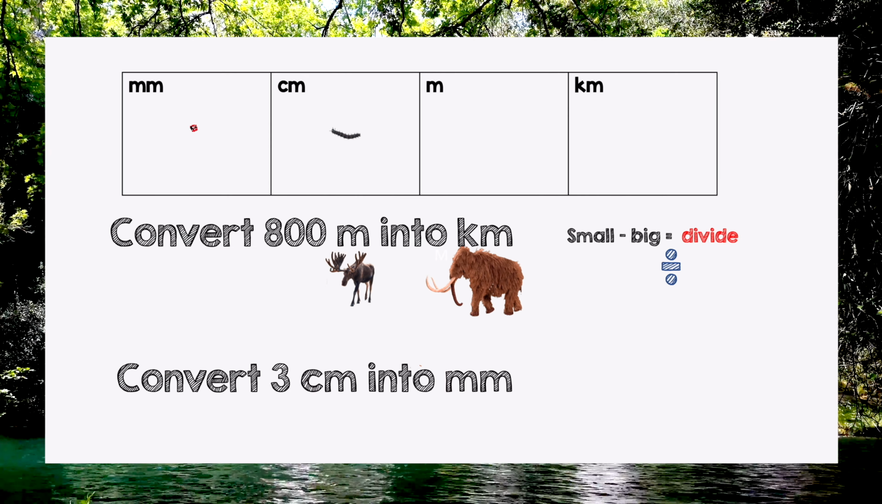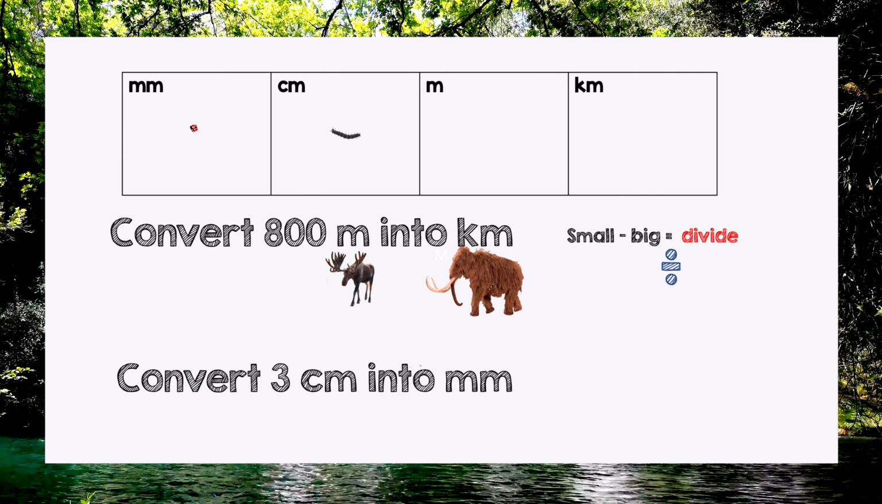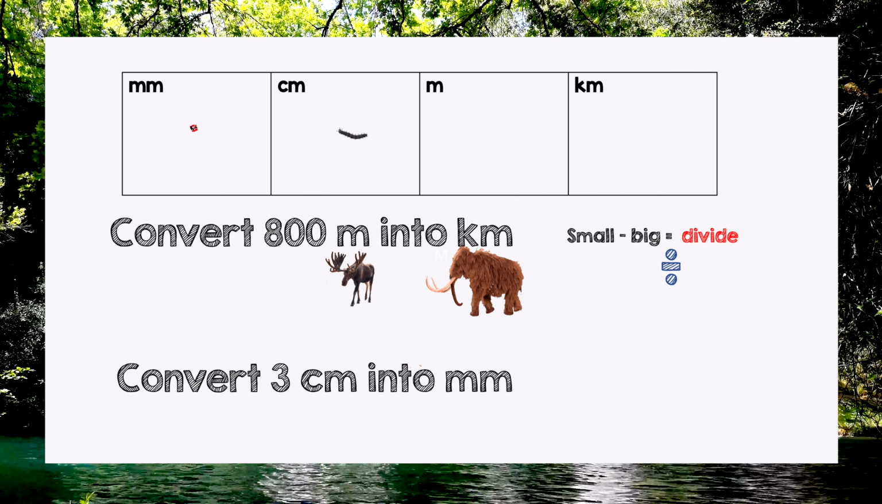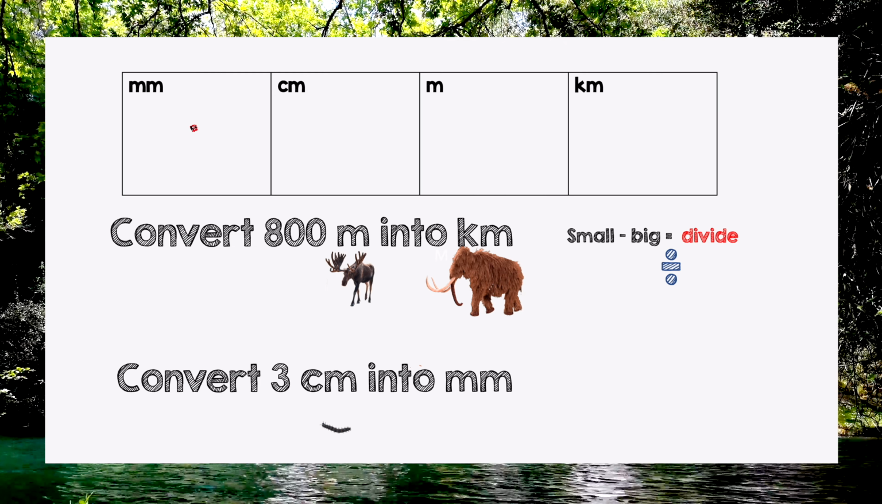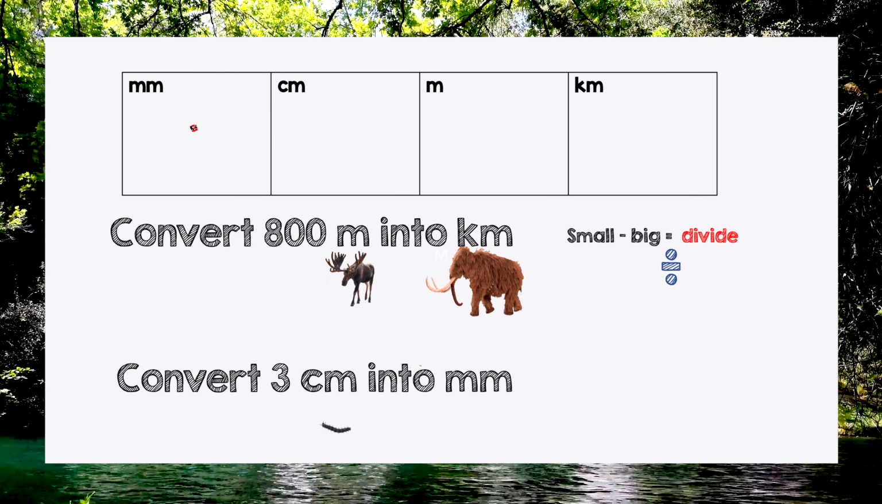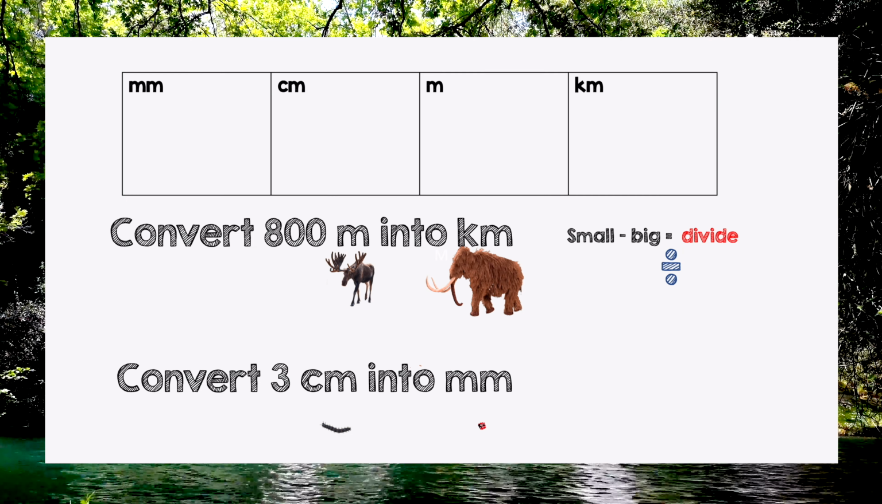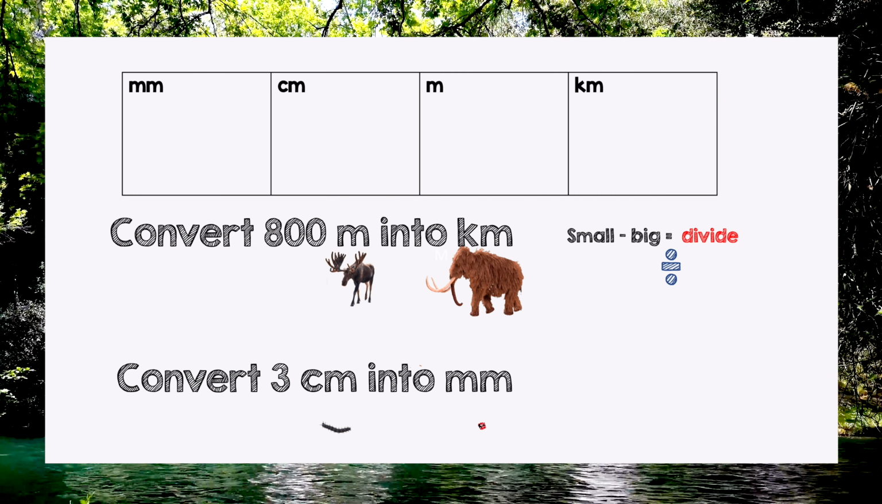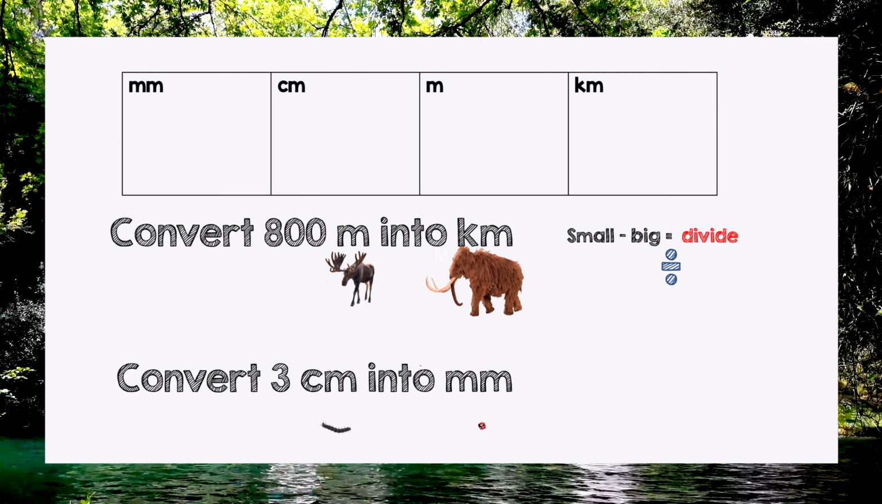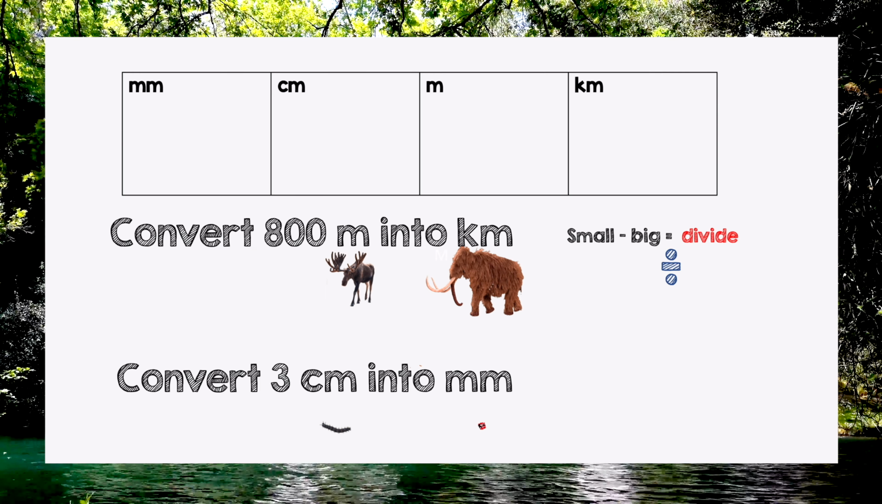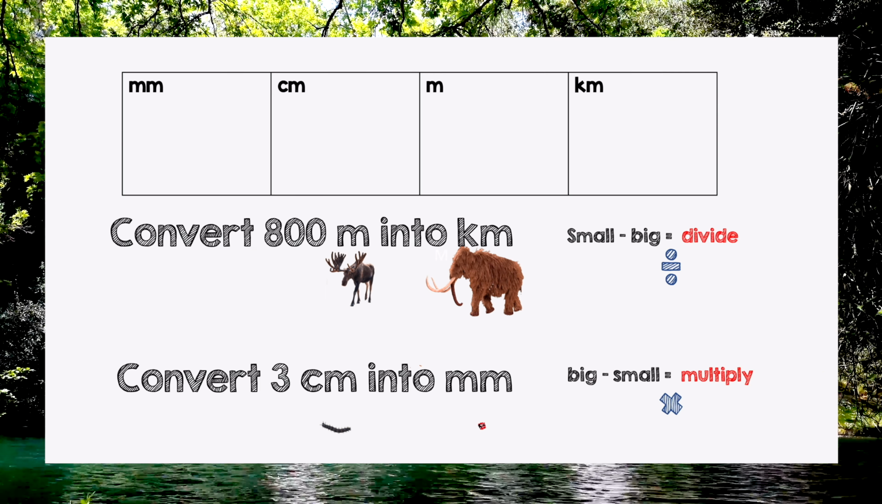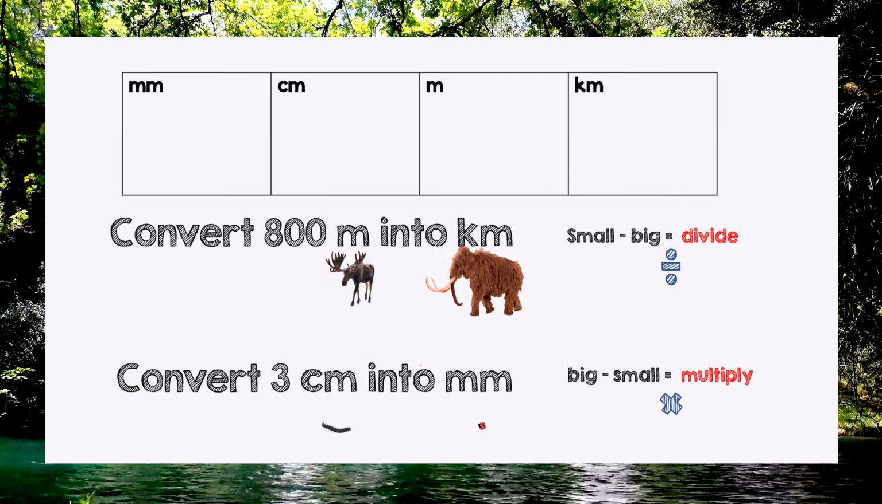And if we wanted to convert 3 centimetres to millimetres, here we are going from centimetre to millimetre, which is like centipede to mite. And in this situation, we are going from larger to smaller, so big to small. So if it's big to small, we multiply. So we would do 3 times 10.